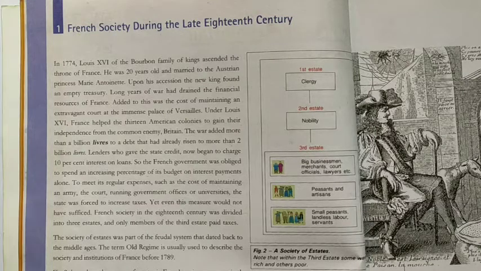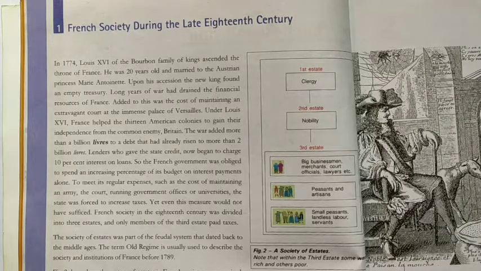Under the rule of Louis XVI, France helped 13 American colonies to gain independence from the common enemy, that is Britain. This war also caused high expense. As they did not have enough money, they took loans. Then the moneylenders started to charge 10% interest on each loan, which was very, very high. The financial problems made the government increase taxes to meet its regular expenses, such as the cost of maintaining an army, the court, and running government offices or universities. Eventually, France was poor. The problem now lies in the payment of tax.